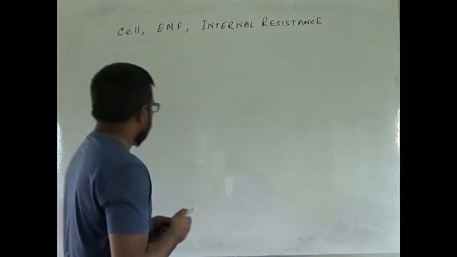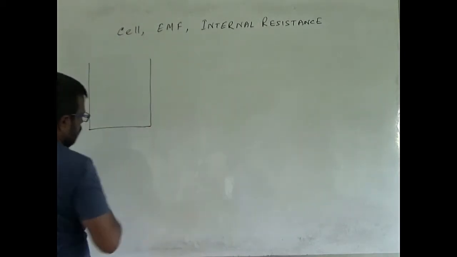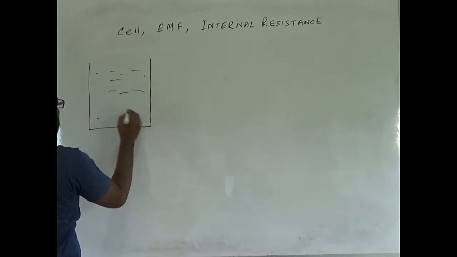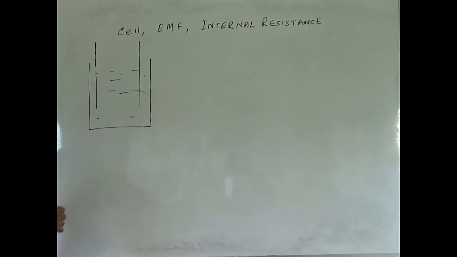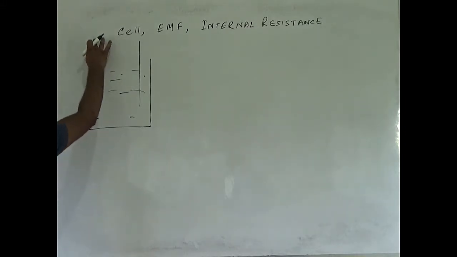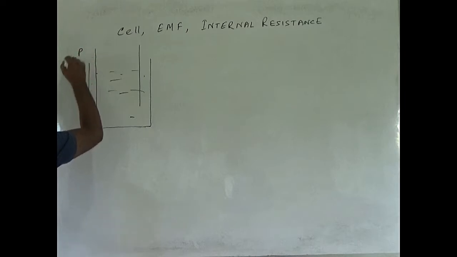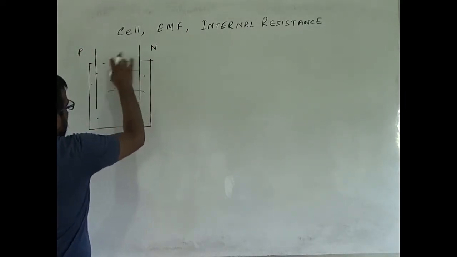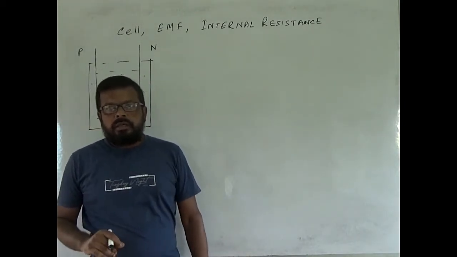Right? We know that this is a container. In this there is an electrolytic solution, and in this electrolytic solution two electrodes are immersed. One is called P, that is the positive electrode, and one is called the negative electrode, and all these are sealed, and this is called the cell.